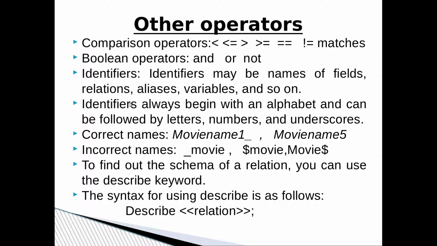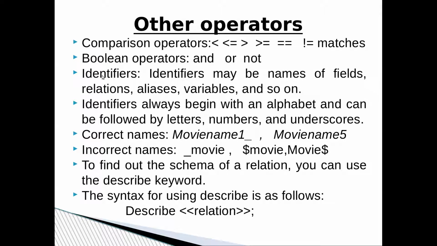Then there are other operators. Like in traditional languages, we have the relational operators. You can see the relational operators here. So apart from the 6 usual relational or comparison operators, we have a matches operator also. We'll see how we can use this matches operator. Then the Boolean operators are there: and, or, not.